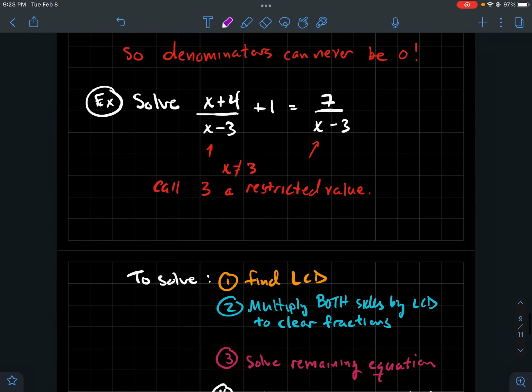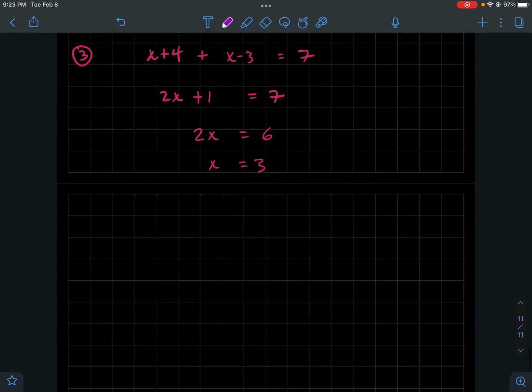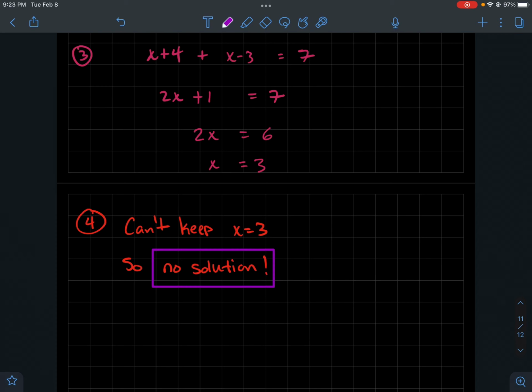Up here we said the restricted value is 3, so x cannot be 3. But then I look at my answer for step 3. Wait a minute, that's the restricted value. So I can't keep it. That means that there's no solution, right? We didn't find any other numbers that would work. It looked like x equals 3 was the only number that might work, but I know that it can't work because it makes me divide by 0. So therefore, in this case, there's no solution.